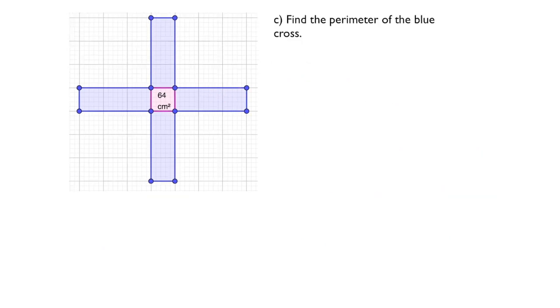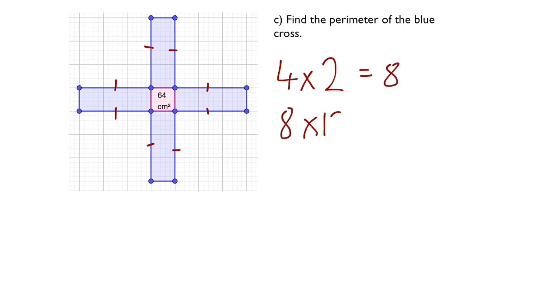Part C, find the perimeter of the blue cross. So if we look at this blue cross, we can see that there are 4 rectangles, but the inside height of the rectangle is not visible, it's not on the outside of the shape, and the perimeter is only the sides around the outside. So each rectangle is going to have 2 long sides and 1 short side. And we know that each long side, so the width of the rectangle, is 12 centimeters. So altogether there's going to be 4 times 2, so 8 of those long sides. 8 times 12, that equals 96 centimeters.